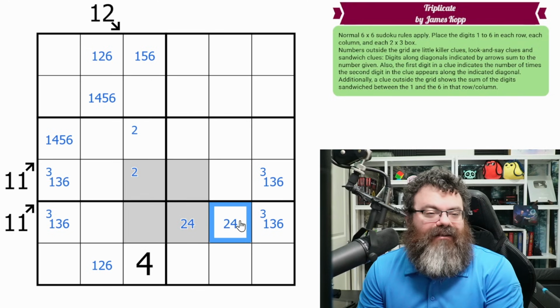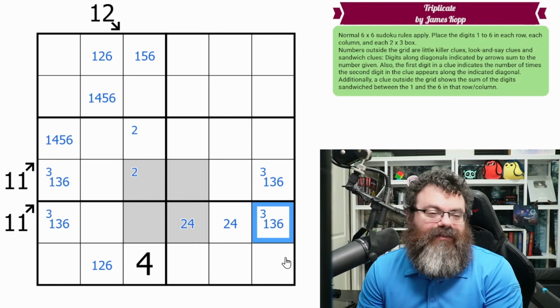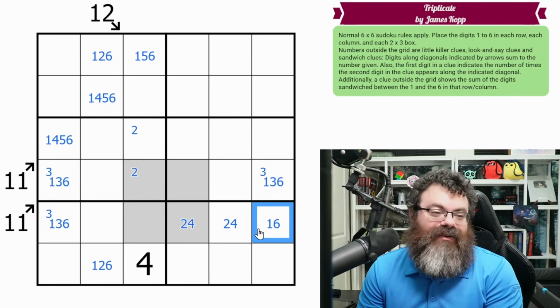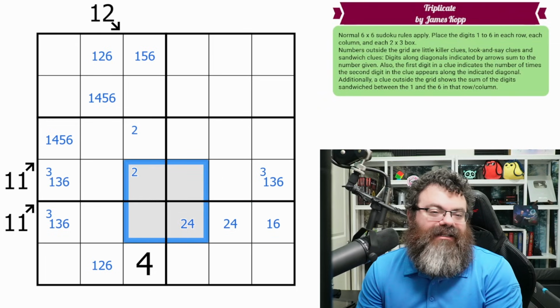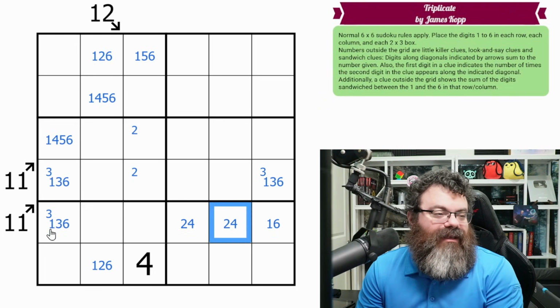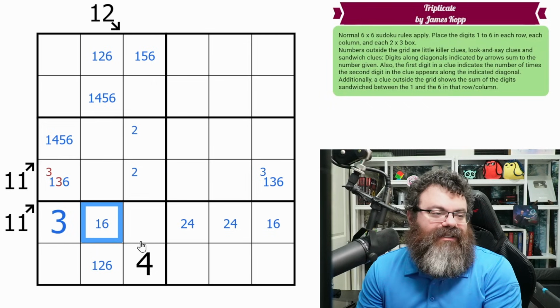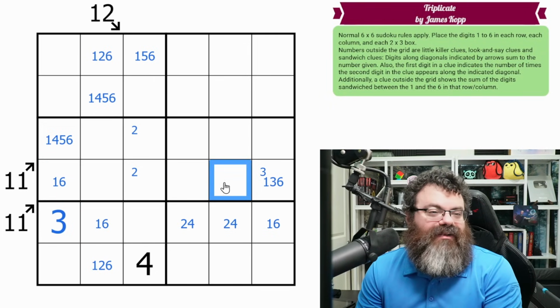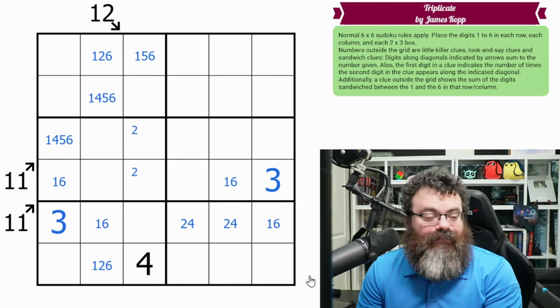Which means this is not a 1 or a 6. So this has to be the 3. Or sorry, this can't be the 3. This has to be a 1 or a 6. I don't think I need to make these gray anymore. I don't think I ever needed them gray. So that makes this a 3 and this a 1, 6. That's a nice break-in. That makes this a 1, 6, this a 1, 6, and this is a 3. All right.